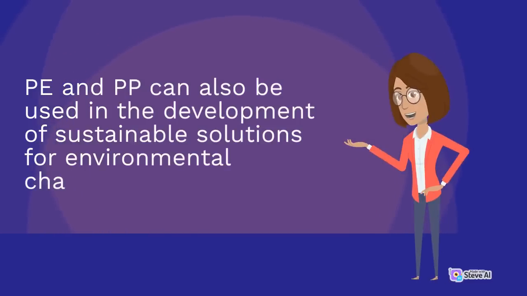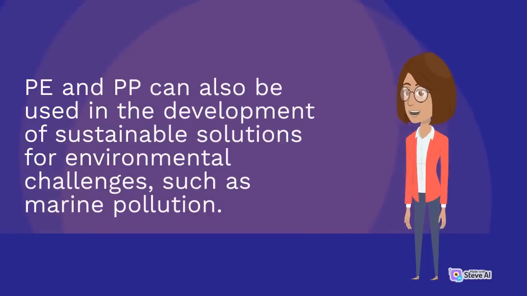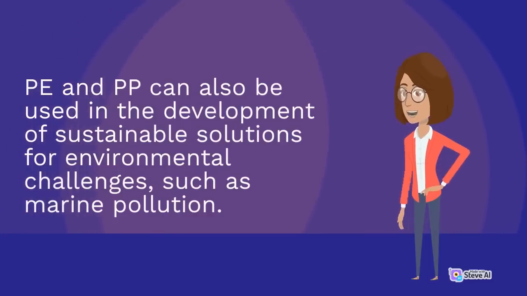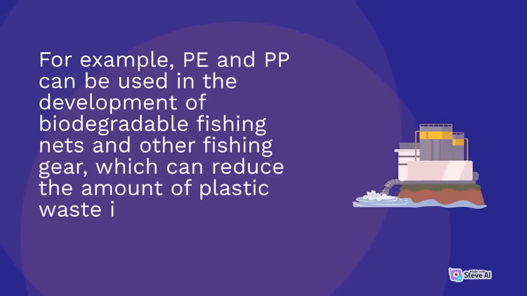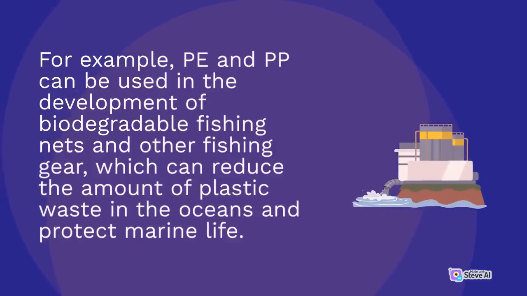P&PP can also be used in the development of sustainable solutions for environmental challenges, such as marine pollution. For example, P&PP can be used in the development of biodegradable fishing nets and other fishing gear, which can reduce the amount of plastic waste in the oceans and protect marine life.